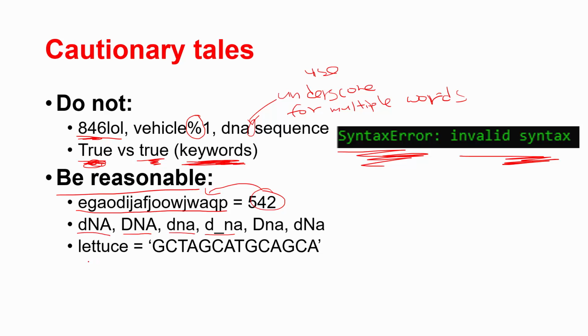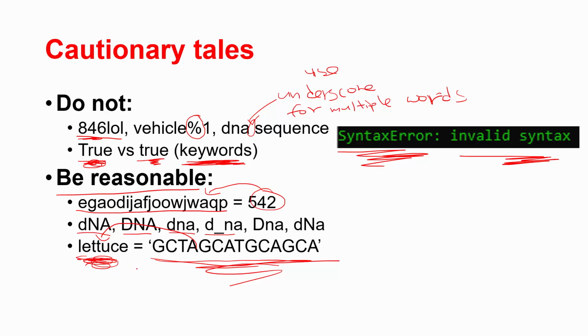Try to avoid using variable names that really don't make sense with the thing that you're putting in. So here I have a short nucleotide sequence. Sure, I can name this variable lettuce, right? I can put this nucleotide sequence into this variable called lettuce. But again, there's no meaning really behind this. You can do it, but it's just a bit silly.